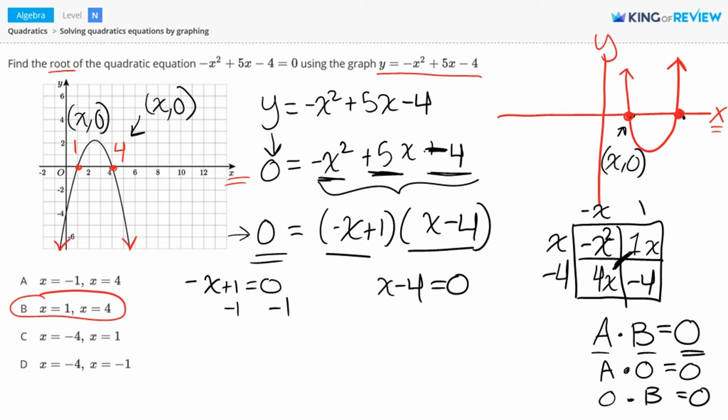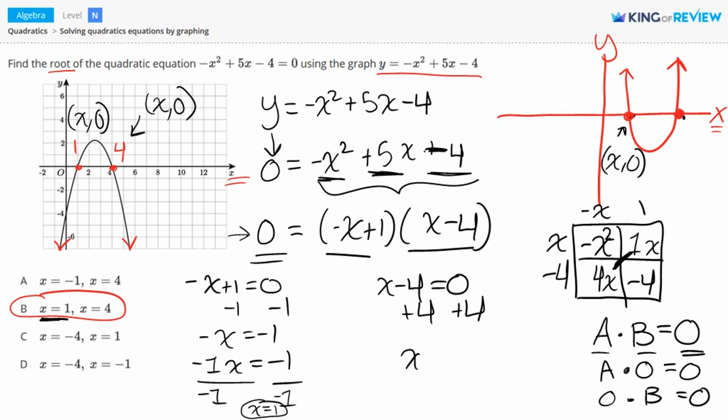I'll subtract 1 on both sides. I'm left with negative x equals negative 1. Now negative x is the same thing as negative 1x. So I have negative 1x equals negative 1. I'll divide by negative 1 on both sides, and I'm left with x equals 1. So that's one of the roots, and that's what I got here. And for this other term, I'll add 4 on both sides, and I have x equals 4. So x equals 4 is the other root, and that's what we have here. And that's also what was plotted here on the graph.